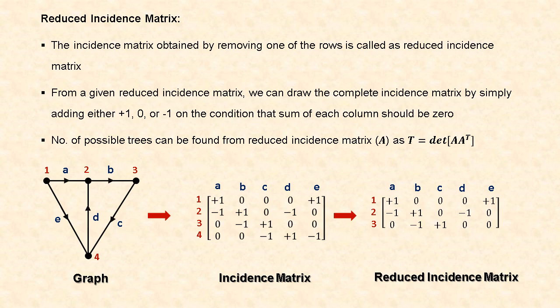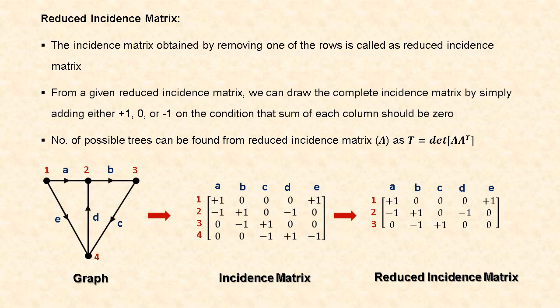Similarly, for node 2, branch A is incident on node 2. Hence, it is given -1 value. Branch B is away from node 2. Hence, it is given +1 value. Similarly, branch D is incident on node 2. Hence, it is given -1 value. In the similar way, values are given for node 3 and node 4.